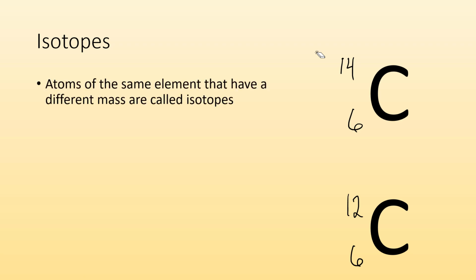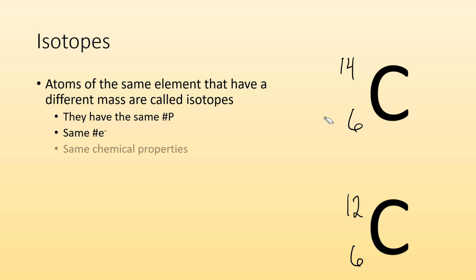So isotopes, atoms of the same element that have different mass, are called isotopes. They have the same number of protons because that defines what element it is. So this, the atomic number right there, determines what it is. 6 is always going to be carbon. If it's not 6, then it's not carbon. Its properties would be different. So they have the same number of protons, which means they have the same number of electrons. They have the same chemical properties. The only difference is they're going to have different masses.